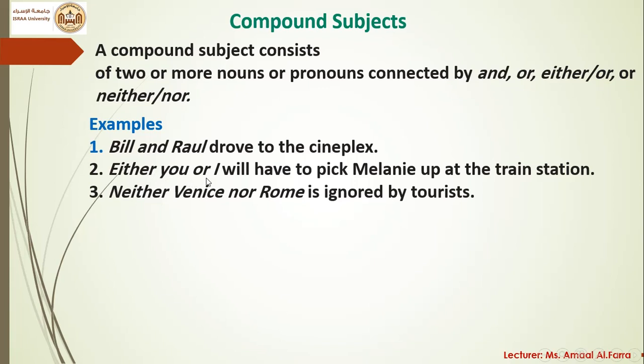Either you or I, here also we have either you or I, this is the subject, will have to pick Melanie up at the train station. Neither Venice nor Rome is ignored by tourists. We have neither Venice nor Rome. This is all a compound subject. Venice and Rome, and they are connected using neither nor.